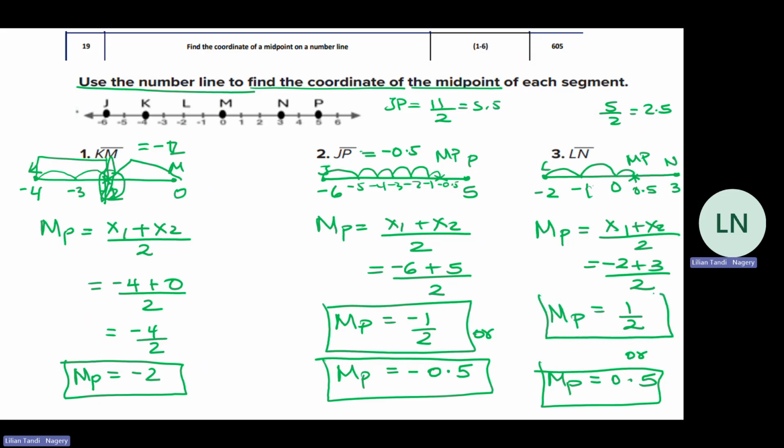Okay, so remember, you can write your answer as a fraction or a decimal, positive or negative. Midpoint can be negative. Distance cannot be. Okay.